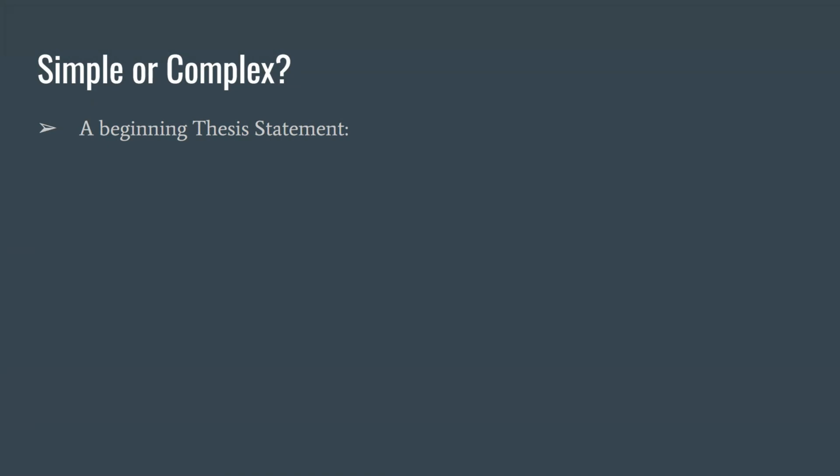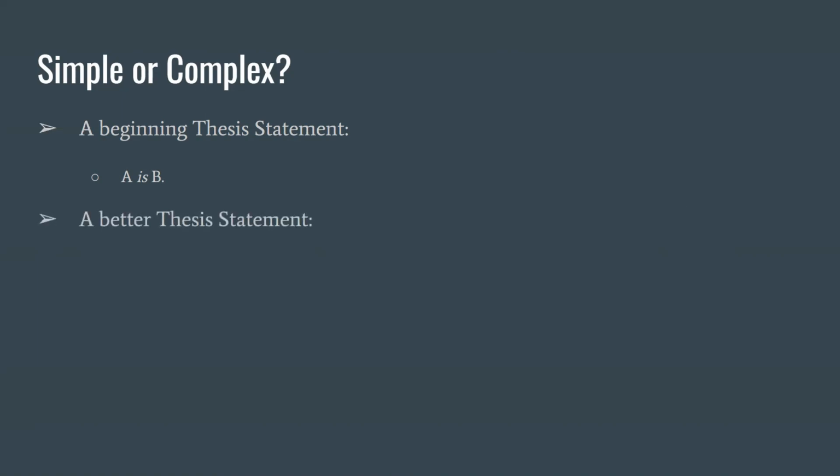Now, spoiler alert, more complex is generally better, but where the magic happens is trying to strike that balance between succinct and complex. And I know that's a terrible answer, but we're going to take a look at some examples. So, kind of a formulaic way of looking at it: a beginning thesis statement, a very basic one, is A is B. You assert that A is what it is because B is what it is.